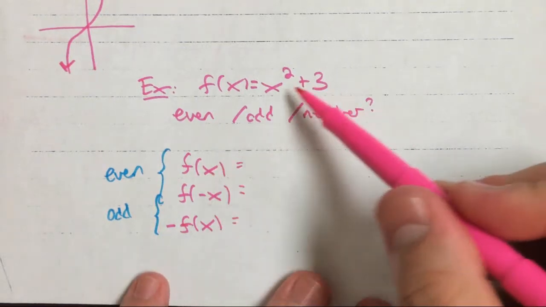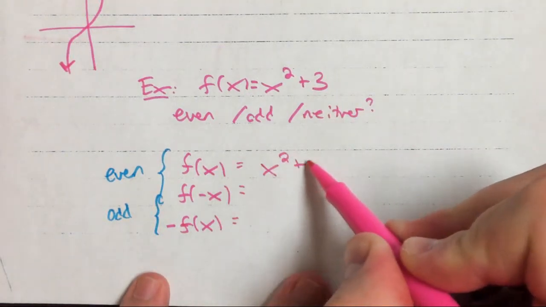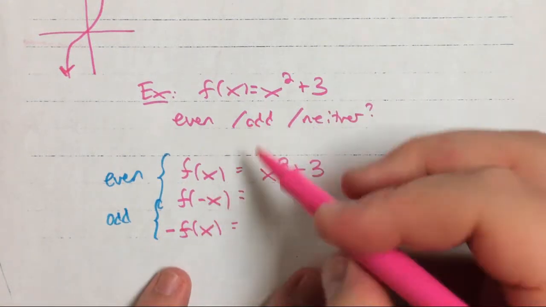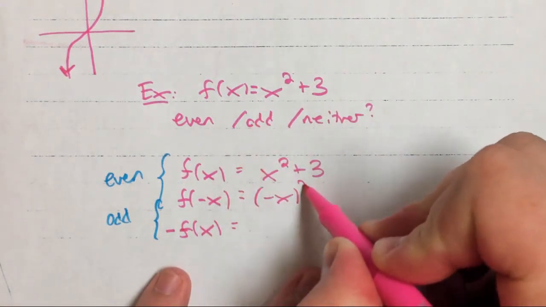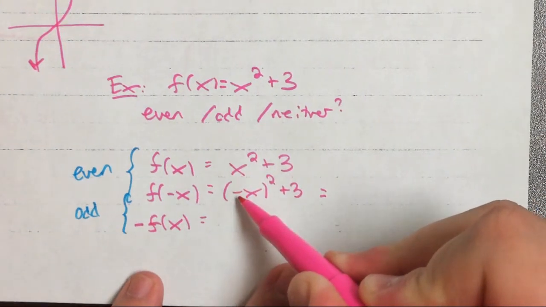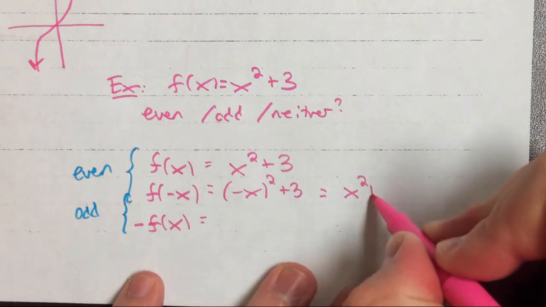So f of x, that's the original function, x squared plus 3. What does an f of negative x mean to do? Like, how can I figure that out? Yeah, that's right. That's what it means. So you take that and plug it in for the x. So it's going to be negative x squared plus 3. And obviously, when you square a negative, it's going to cancel out and go away. So that's x squared plus 3.